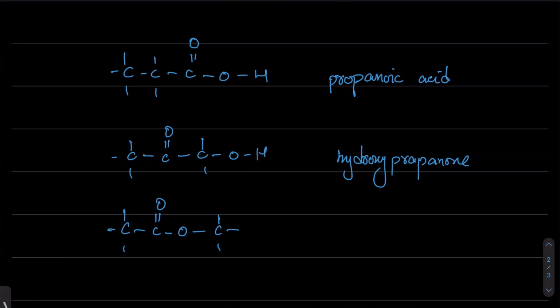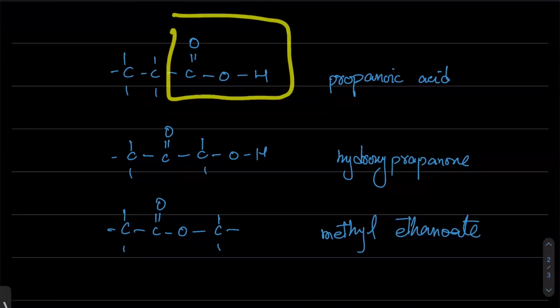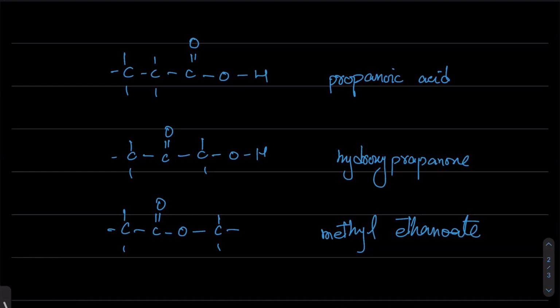It is an ester because this is an ester. This part is methyl, this part is ethanoate. So methyl ethanoate. So do you see that functional group isomers are easy to make? You just look at the functional group and see how many variations you can have there.